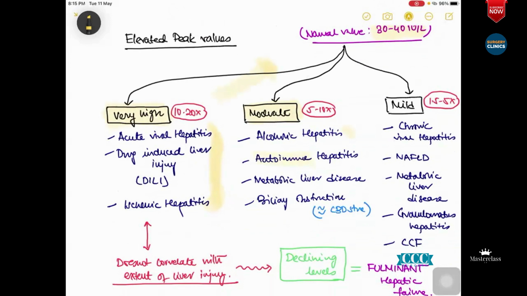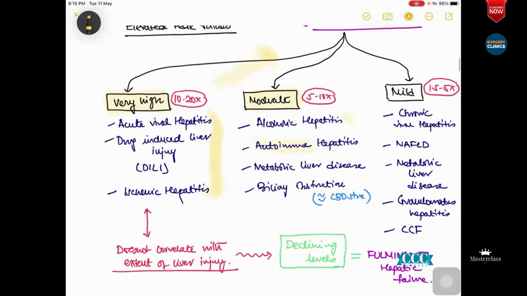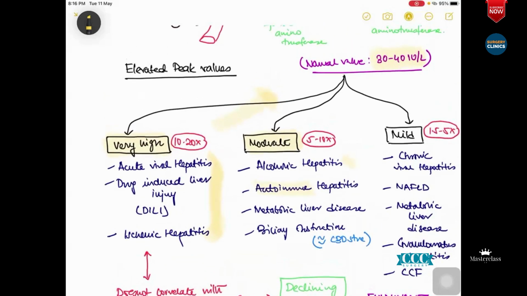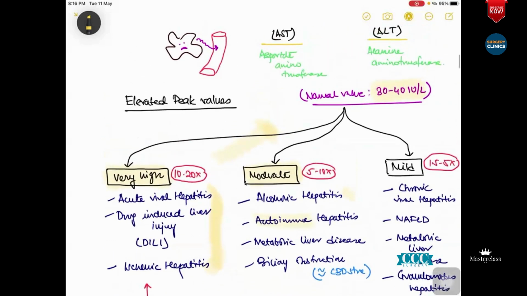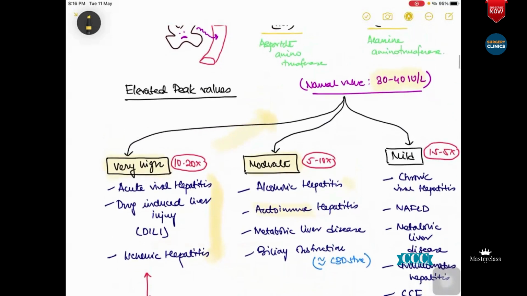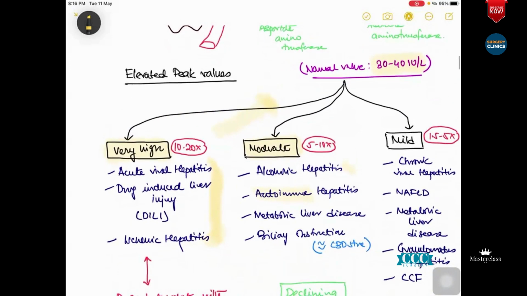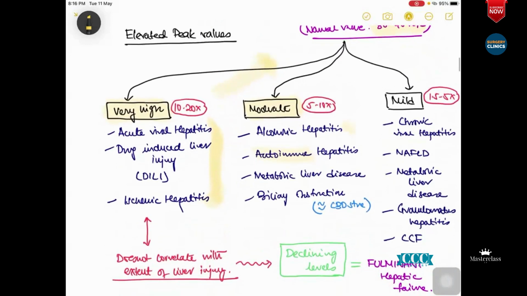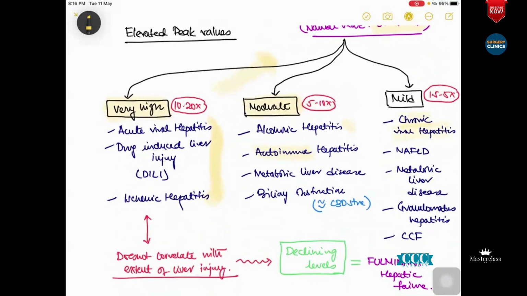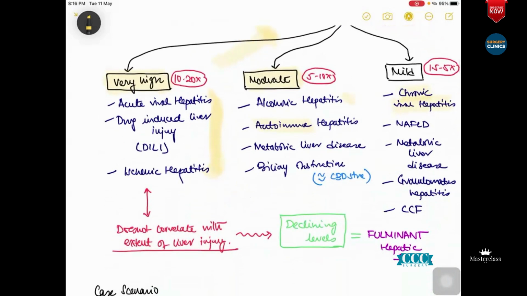And you have metabolic liver diseases like hemochromatosis, Wilson's disease, all of these things, and also in biliary obstructions. Suppose you have a CBD stone, there you will have a moderate rise in liver function tests like your ALT and AST, because there is some sort of hepatocyte injury, right? A mild increase will be 1.5 to 5 times, which can happen with chronic viral hepatitis, non-alcoholic fatty liver disease, metabolic liver diseases, granulomatous hepatitis, and congestive cardiac failure.